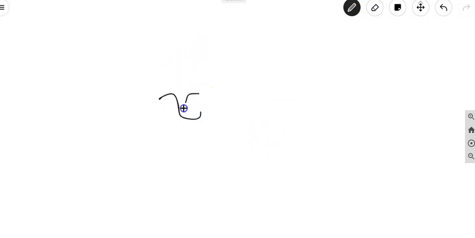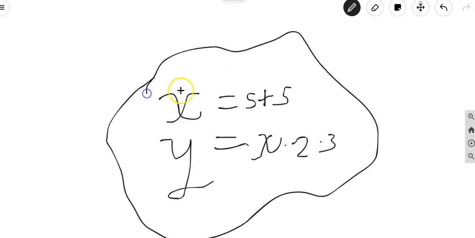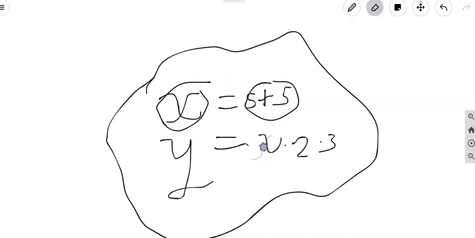So for now, let's say x equal to 5 plus 5. You already know this, right? And then let's say we have y, which is equal to x times 2 plus 3. Now this is all in one problem. We know that x equal to 5 plus 5, and so we replace this x with 5 plus 5. We know that the value of 5 plus 5 is 10, so we put 10. Now we can solve the equation.